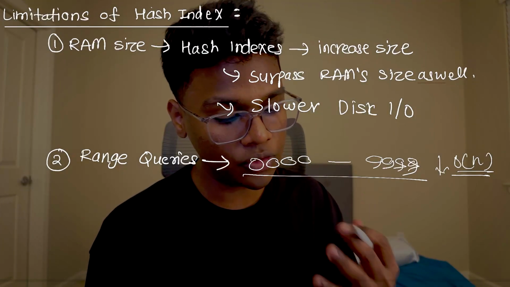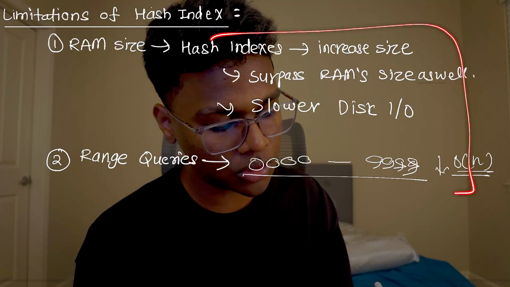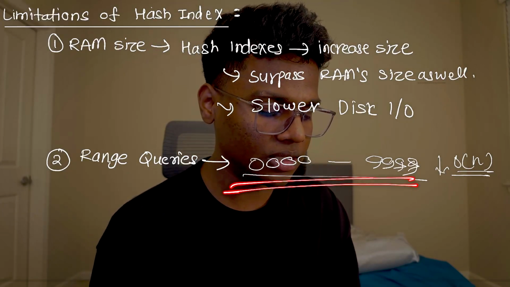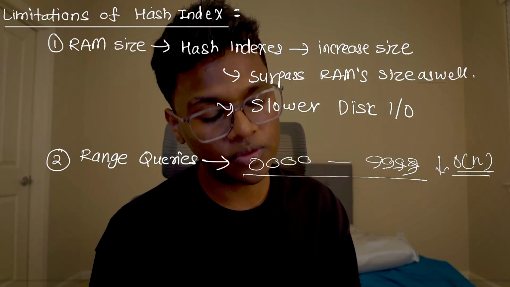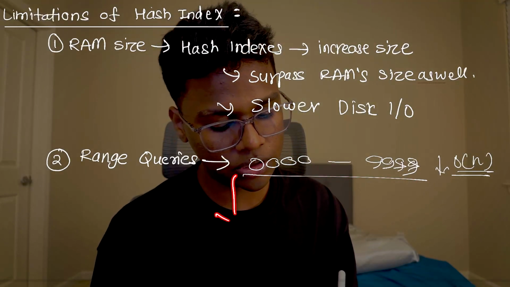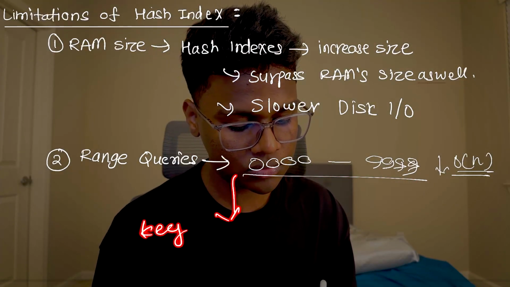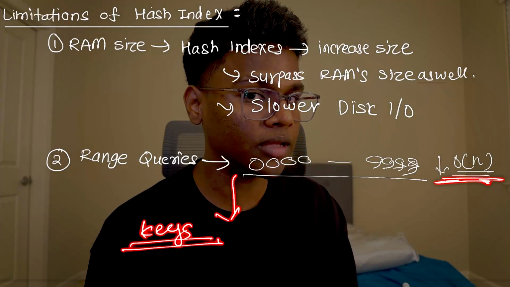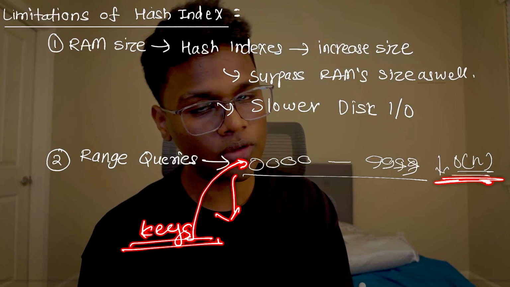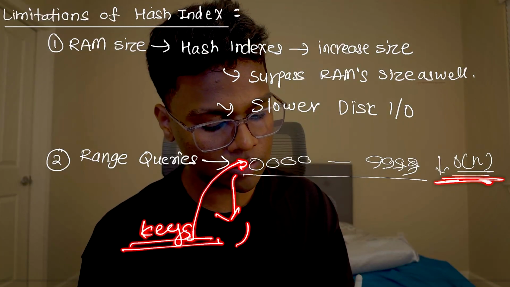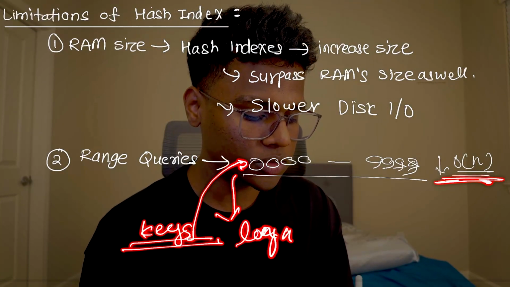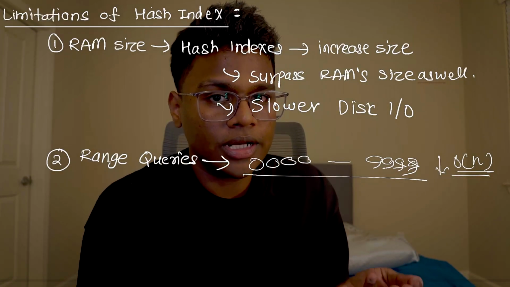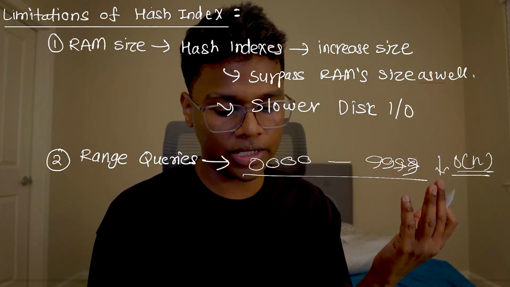But how to solve these problems then? You might say, Amey, what we can do is just sort all of the keys, right? So it is going to take O(n) time. But what if we sort all of the keys over here and then use binary search to search it in log n time, right? That would be perfect, right?